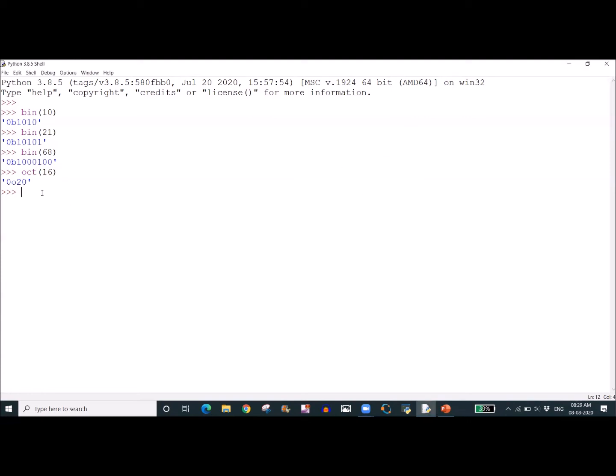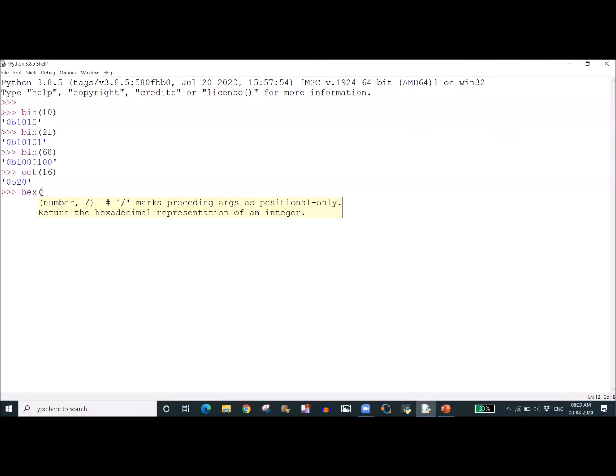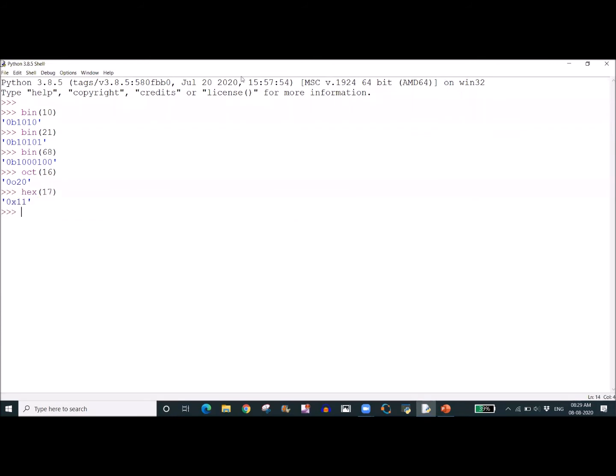Now we are checking how to convert decimal to hexadecimal. For that I am writing hexadecimal of some 17. This time we are getting the number 1 means 16 power 0, and it is 16 power 1. If we add 16 plus 1, the result is 17.